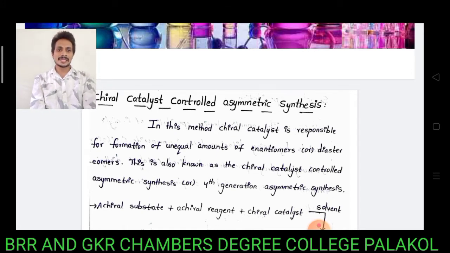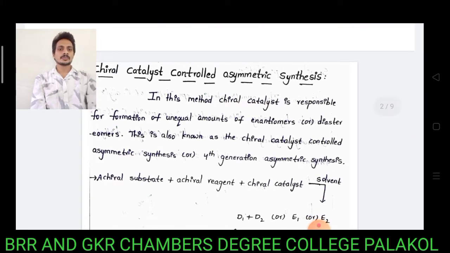This is also known as chiral catalyst control asymmetric synthesis or fourth generation asymmetric synthesis. I repeat once again. In this method, the chiral catalyst is only responsible for formation of unequal amounts of enantiomers or diastereomers as products.